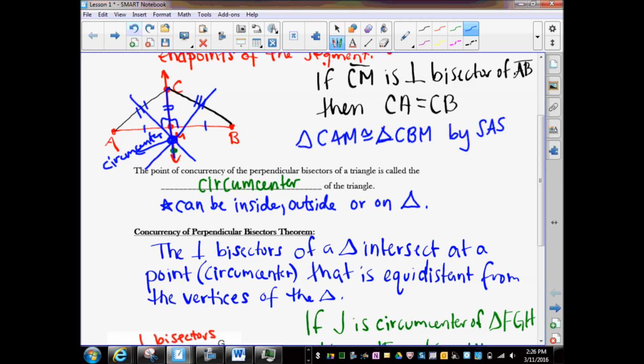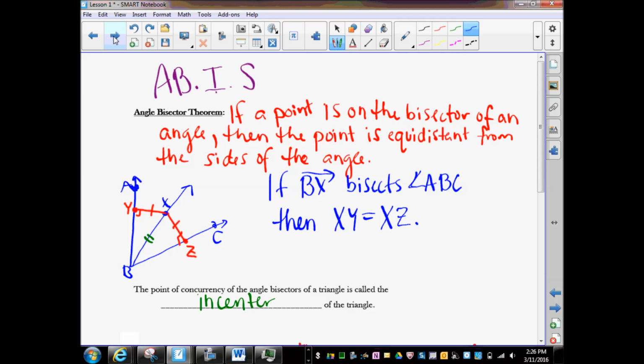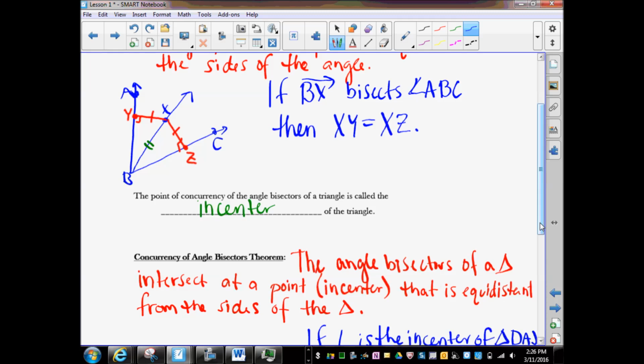Now, we stated this, but I don't think we wrote it down. On the back side, incenters, those are always inside your triangle.